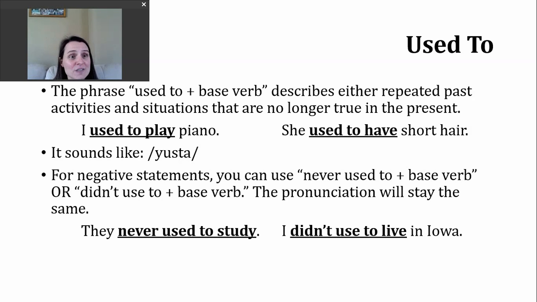If you want to make a negative statement with this, you can do that two different ways. You might hear someone say never used to and then a base verb, or they might say didn't used to and a base verb. I want you to pay attention that there is no D here when we use didn't. Okay? But the pronunciation is going to stay the same no matter how we spell it here. So listen to these sentences. They never used to study. They didn't used to live in Iowa.